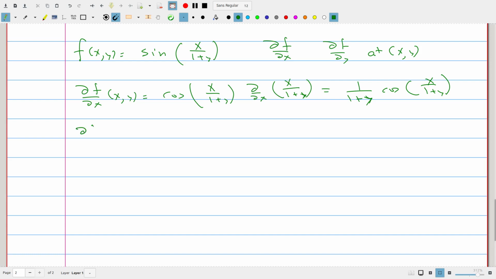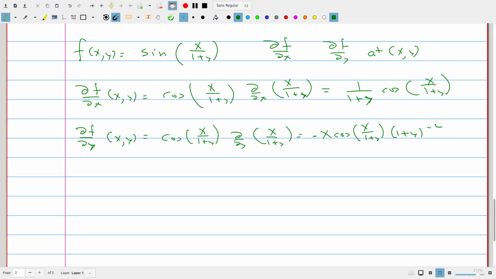df over dy at x y equals, again, differentiate the sine: cosine of x over 1 plus y, then differentiate what's inside the sine, x over 1 plus y. For this you get y to the negative 2. So you have negative x over 1 plus y squared, times cosine of x over 1 plus y. So that's df over dy.